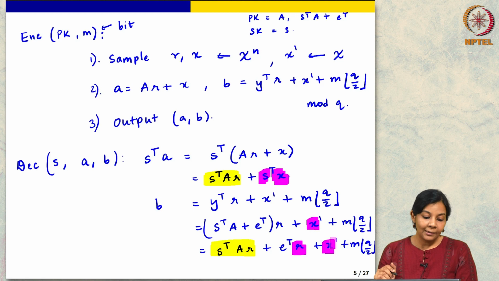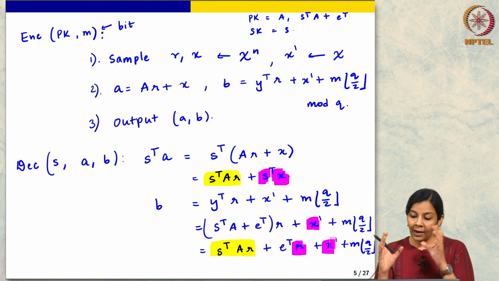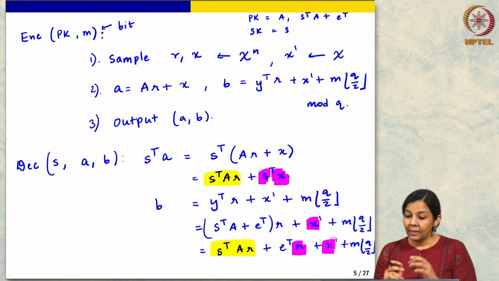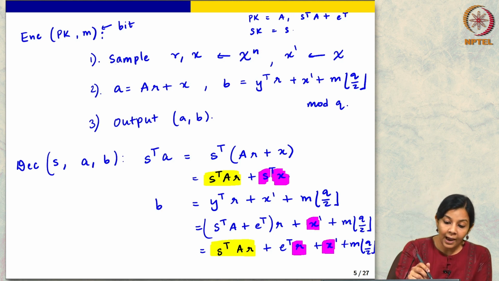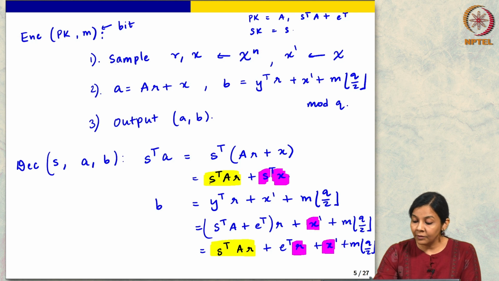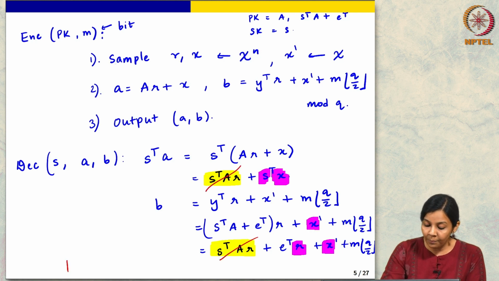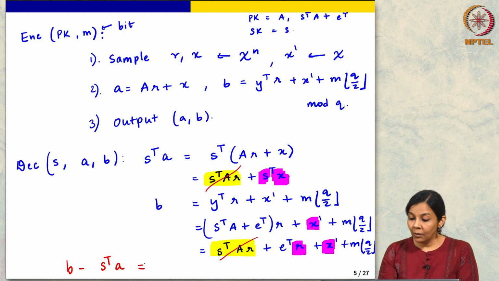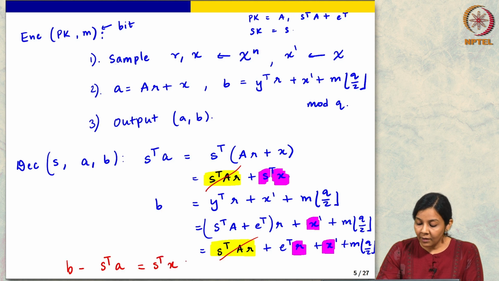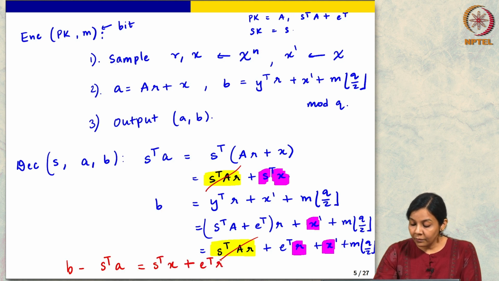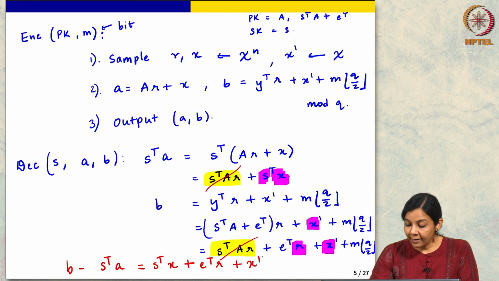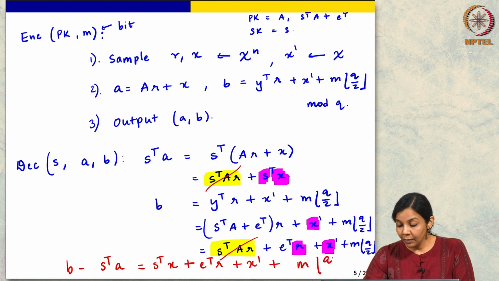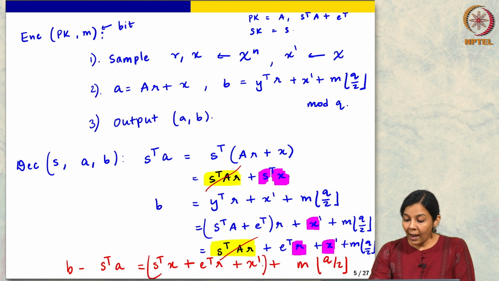So now what does this mean? Basically, if I subtract S transpose A from B, then this large term will get cancelled out. If I do B minus S transpose A, the large term gets cancelled out. And what do I get? I get S transpose X plus E transpose R plus X prime plus M Q over 2. This is what I get. Now, I claim that all of these are quite small. Now, my message, remember I said it is a bit.